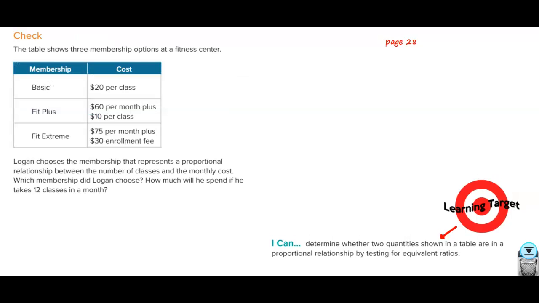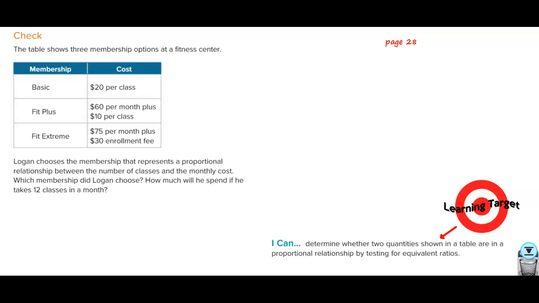This is a long section, a lot of examples. All right, so here we have the check. It's on page 28. Okay, the table shows 3 membership options at a fitness center. You have the basic one, $20 a class, the Fit Plus, $60 per month plus $10 a class, and the Fit Extreme, $75 a month and a $30 enrollment fee. Logan chooses the membership that represents a proportional relationship between the number of classes and the monthly cost. Which membership did Logan choose? How much will he spend if he takes 12 classes in a month?